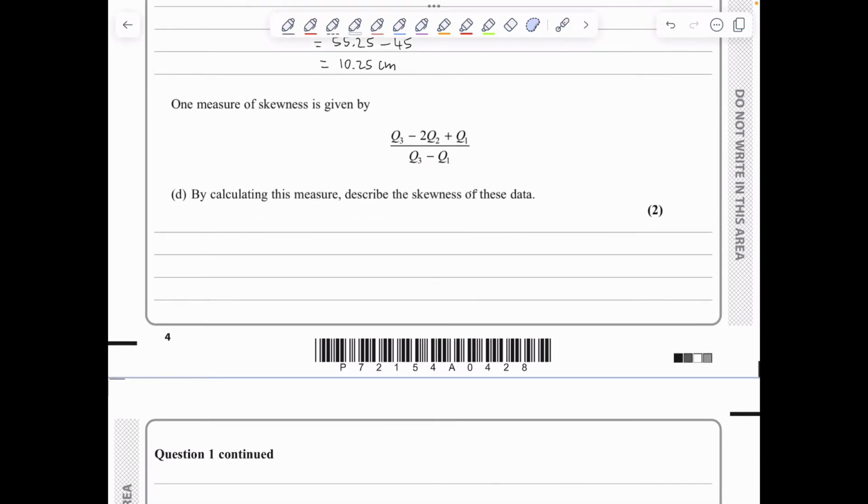In part D, we're given a formula for measuring skewness, and we need to calculate this measure and describe the skewness for this data. So we've got Q3, which was 55.25, minus 2 times the median Q2, which was 51, plus the lower quartile, which was 45, over Q3 minus Q1, which is 55.25 minus 45. This gives an answer of minus 0.171, which is less than 0, and therefore we conclude that there is negative skewness.